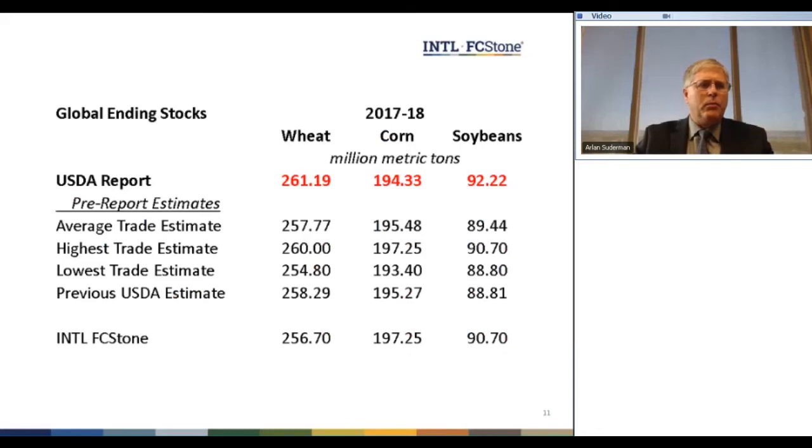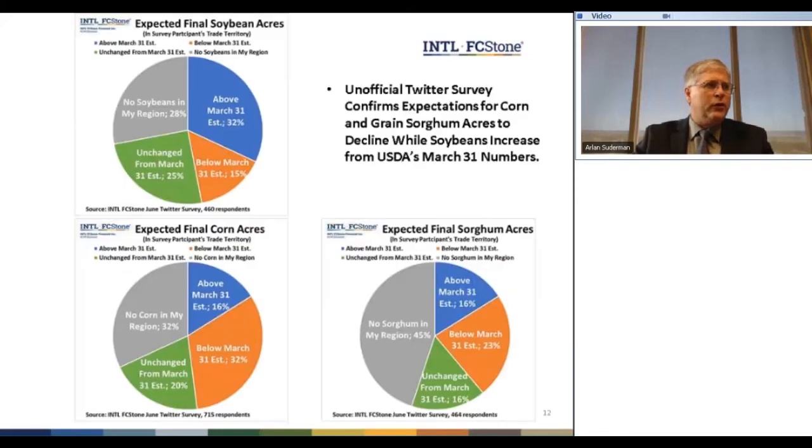Soybeans, I think, was a little bit more bearish than anticipated, 92.2 million metric tons, and that was because of the larger than expected crop that we saw in Brazil largely.